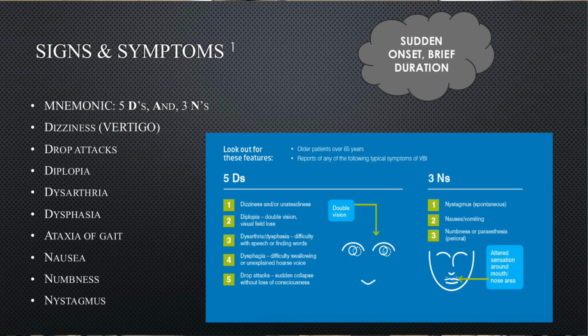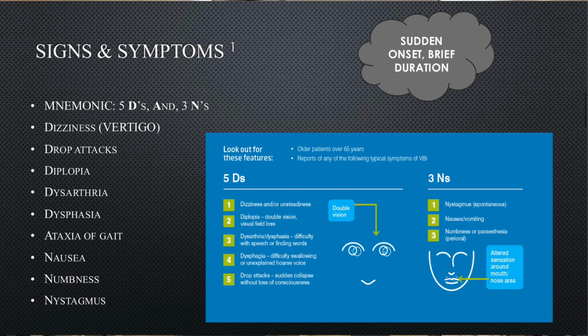And then we have the signs and symptoms. So a good way to remember these signs is the mnemonic 5 D's and 3 N's. So you have dizziness, which is the first one, that is just like vertigo. You have drop attacks, that's a sudden fall without loss of consciousness. So your muscles just give out and you just fall to the floor.